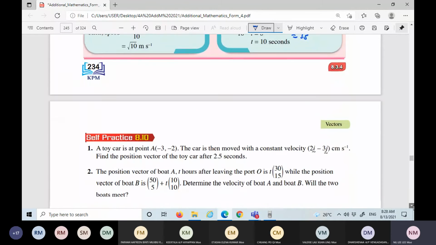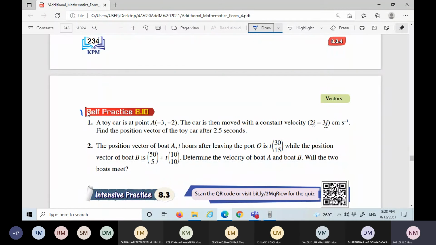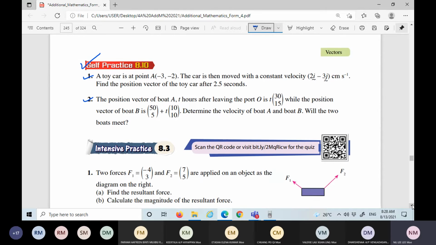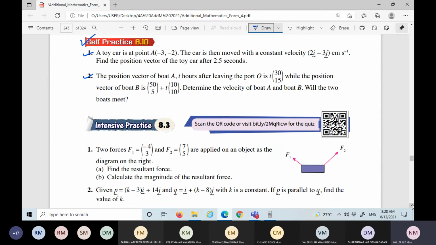Okay, so one more homework for you. These two questions you can do. Number one is something like the example just now. I will go through number 2 with you. You go through the questions.